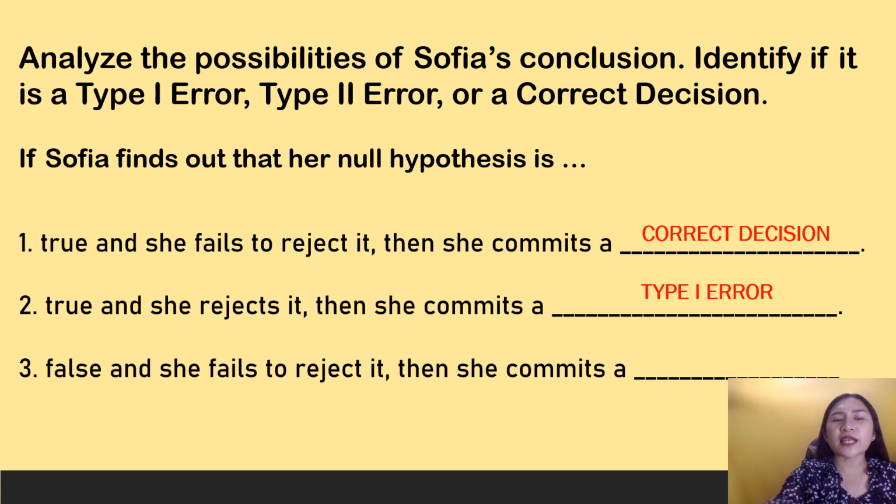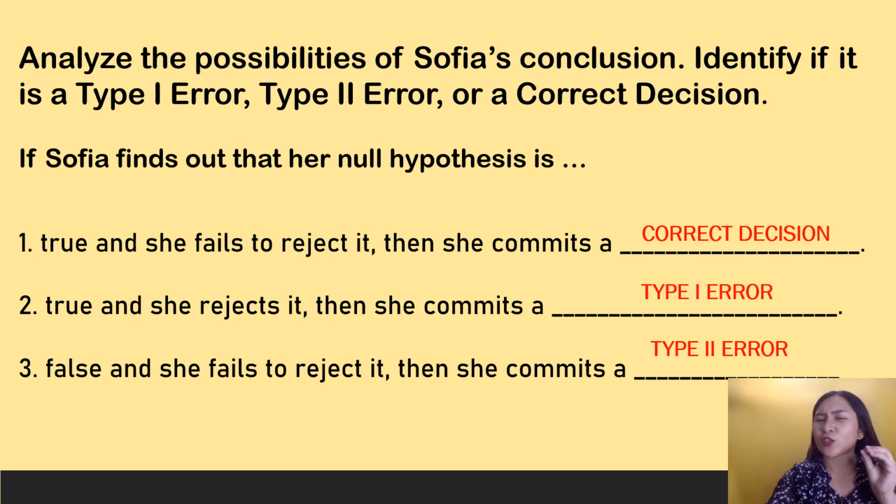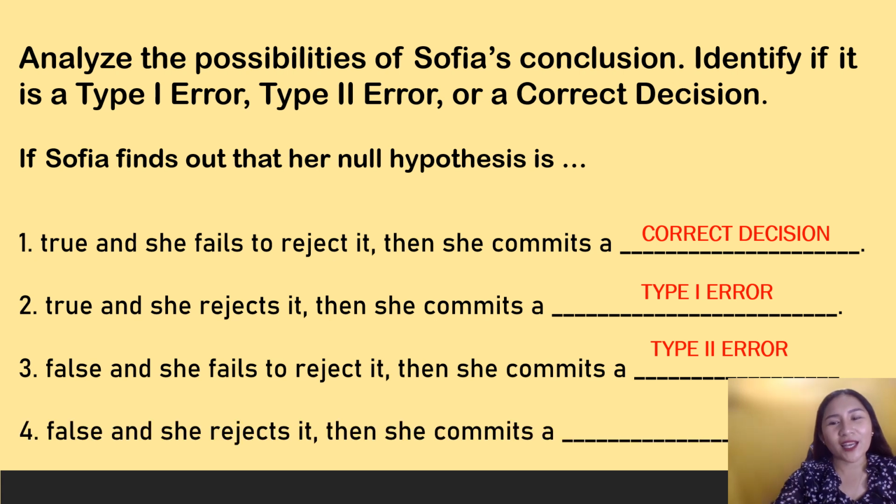Next, false and she fails to reject it, then she commits a, Kate. Answer? Oh, the correct answer is type 2 error. You answered type 1 error. So, I think, Kate, you are still in 90% level of understanding because sometimes we tend to get confused between the difference of the two. But I know that you are really working hard to get it right. But other than that, thank you very much, Kate.